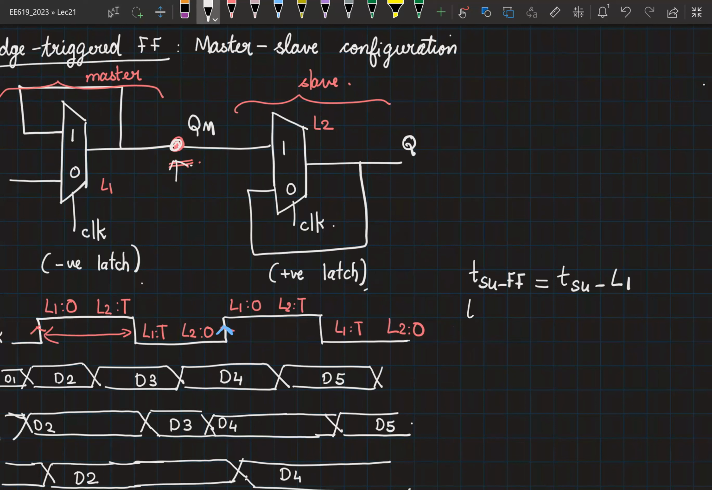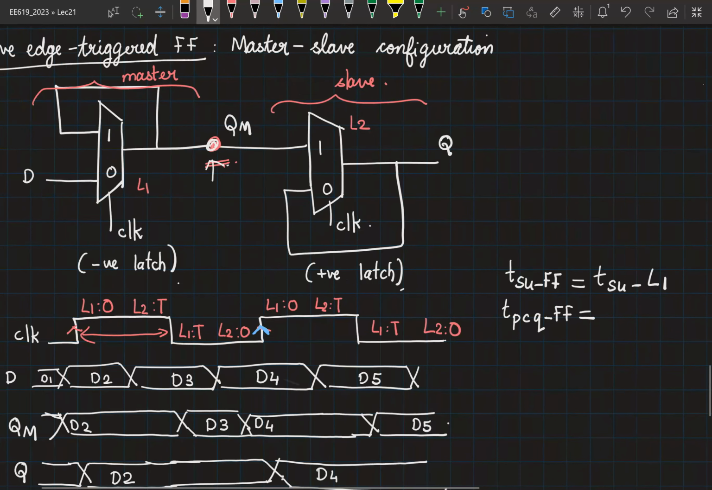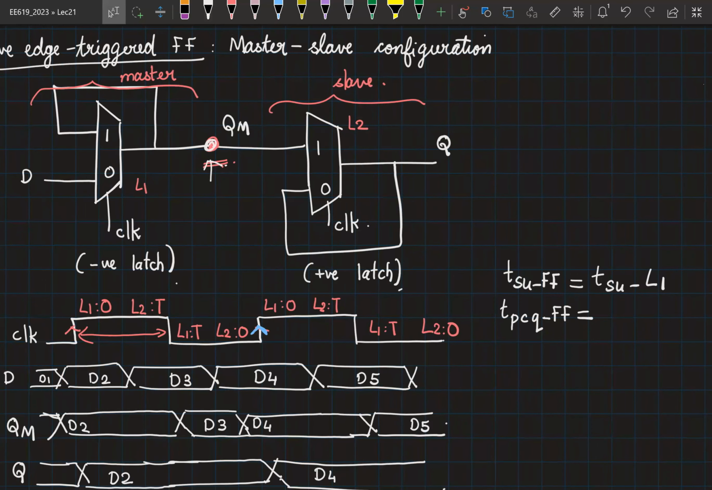So also think about what should be the TPCQ, the clock to Q propagation delay of the flip-flop. Again, you are given all the parameters associated with the individual latches. So in analyzing the clock to Q delay, please assume that the data has changed much before the setup time of the flop.